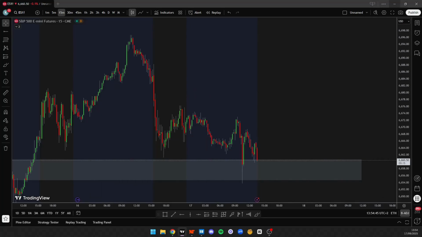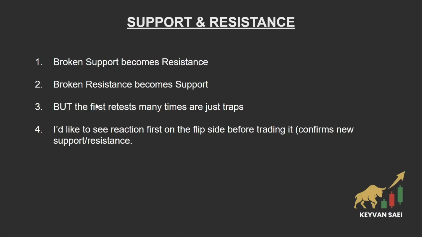So in today's video, I wanted to show you how you can trade the flips of support and resistance levels. Before we get into the charts and I show you how to trade all these levels, let me just cover a few points on a slide. Obviously all of you know that broken support becomes resistance and broken resistance becomes support, but not immediately.